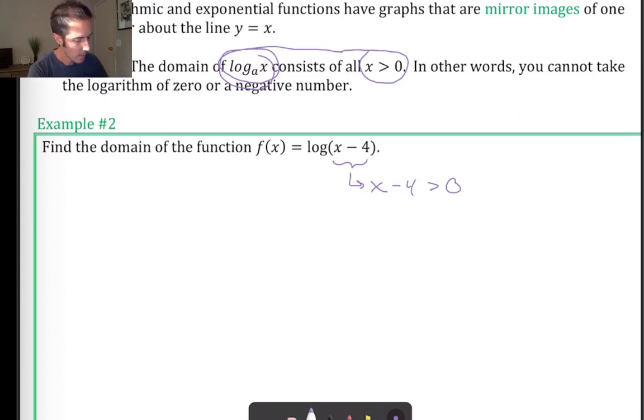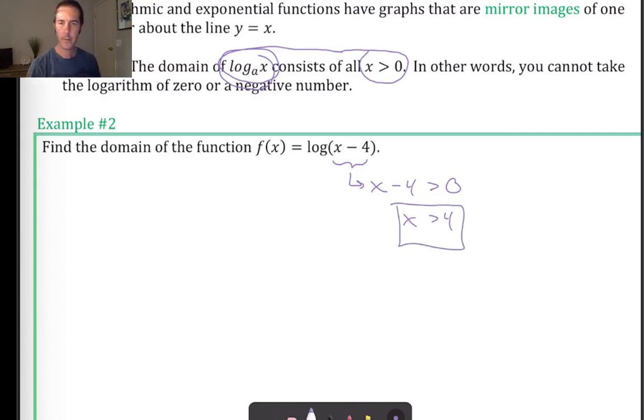Again, I don't care what this expression is. If it's inside my log, it has to be greater than 0. I don't care what the base is, base 10, base e. The argument's got to be greater than 0. So, very simple to solve this one. Add 4 to both sides, and we find that we can only use x values that are greater than 4.